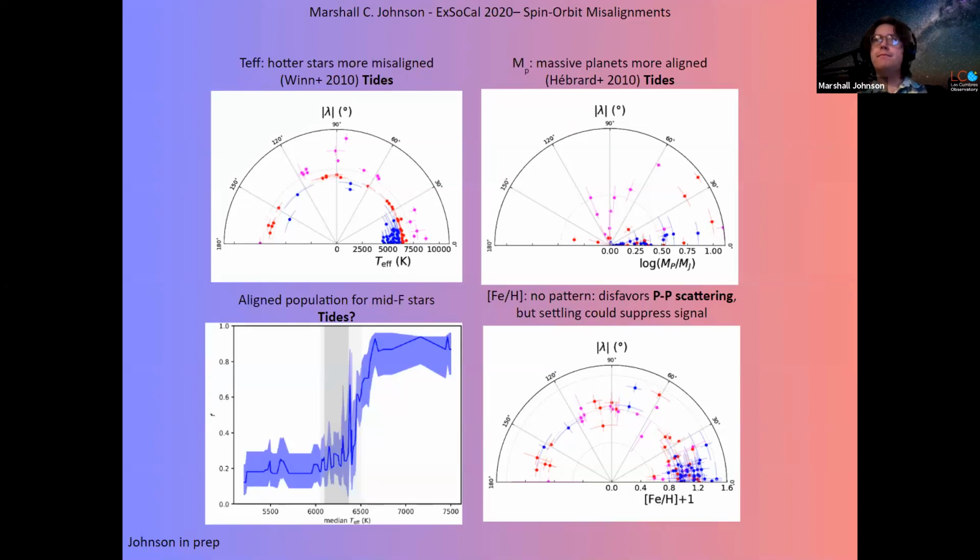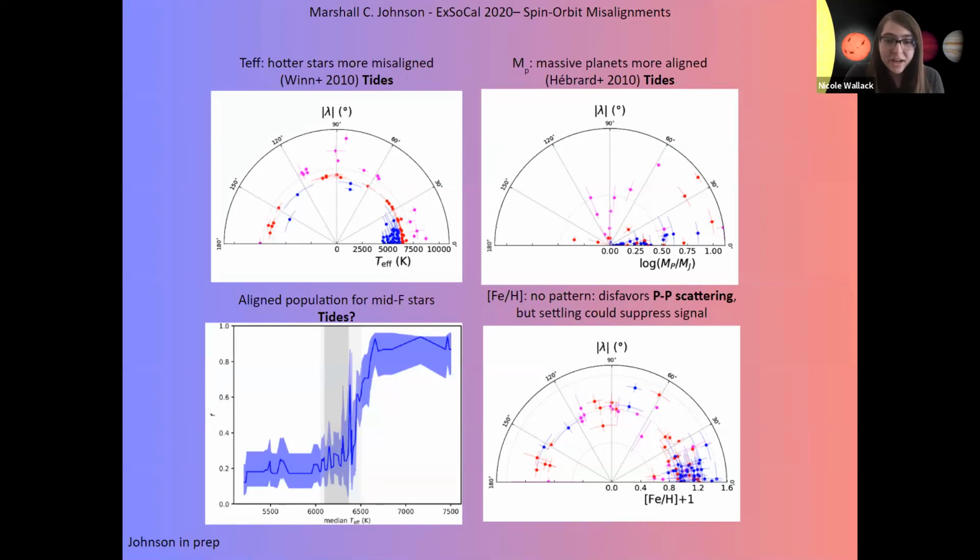Okay. Yeah, it's always interesting to try to find correlations in data. Definitely. I see there's someone typing, so we'll give that a minute. Okay, a question from David Ciardi.